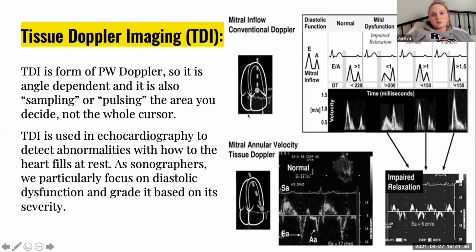In TDI, so TDI typically looks at how the heart relaxes. So you use pulse wave, you put your gate in a certain area, and then you enhance that. With it, we can tell if a patient has restrictive cardiomyopathy, diastolic dysfunction, based on the pattern. And I gave some diagrams on the side of what normal and moderate and severe would look like and how we grade it.